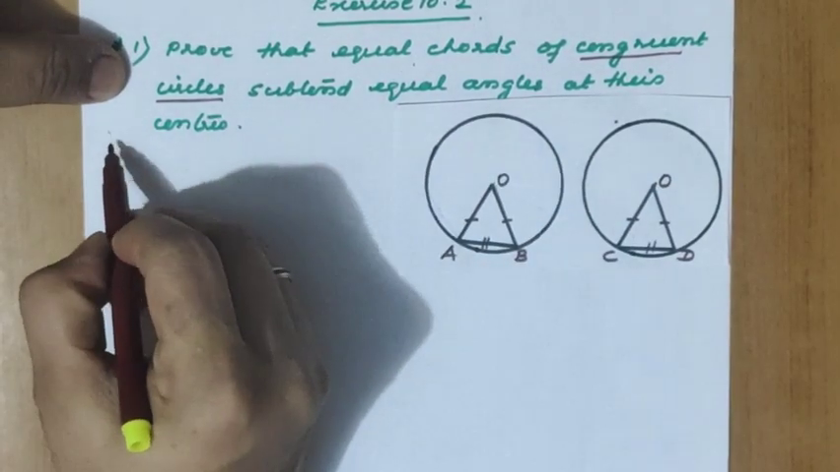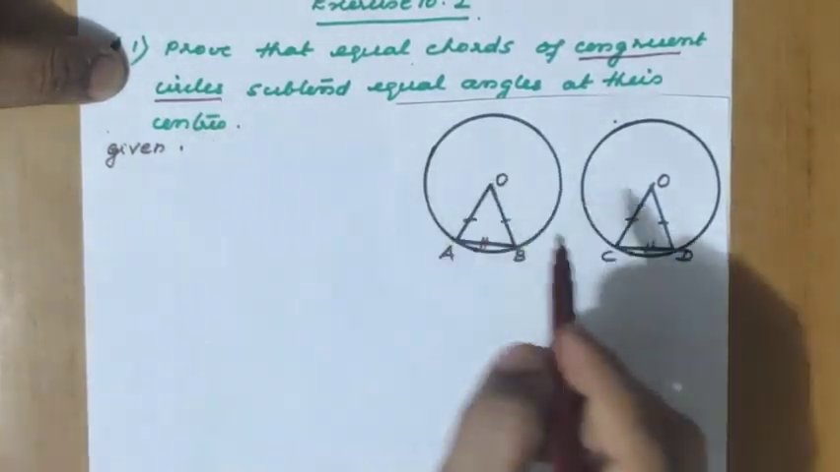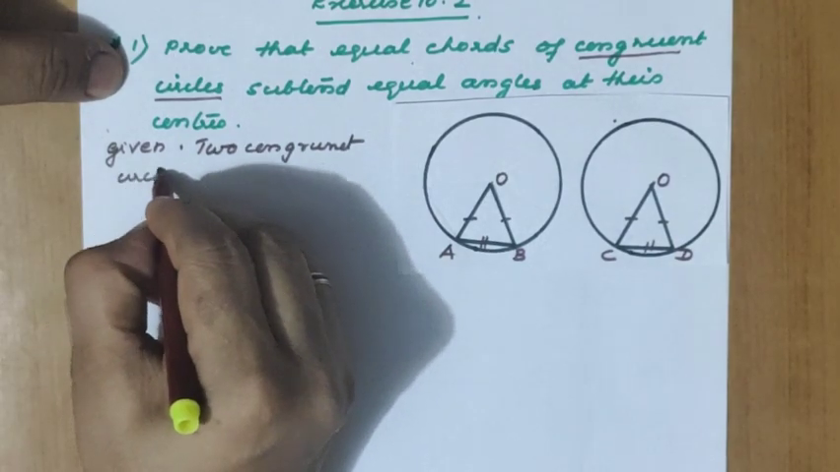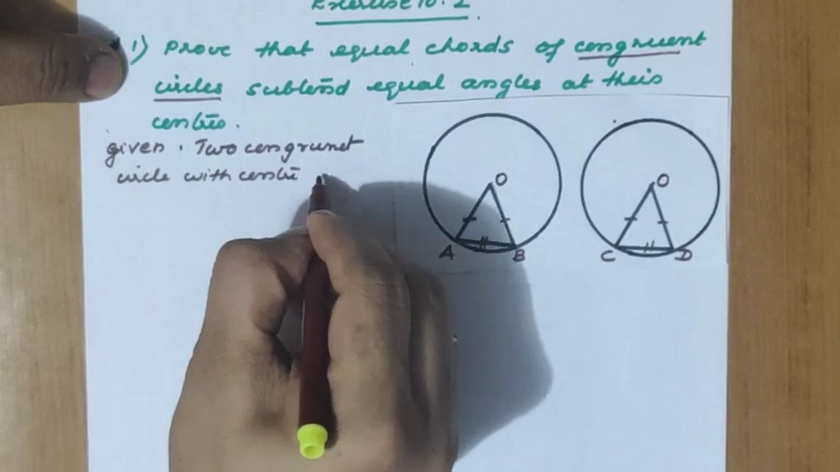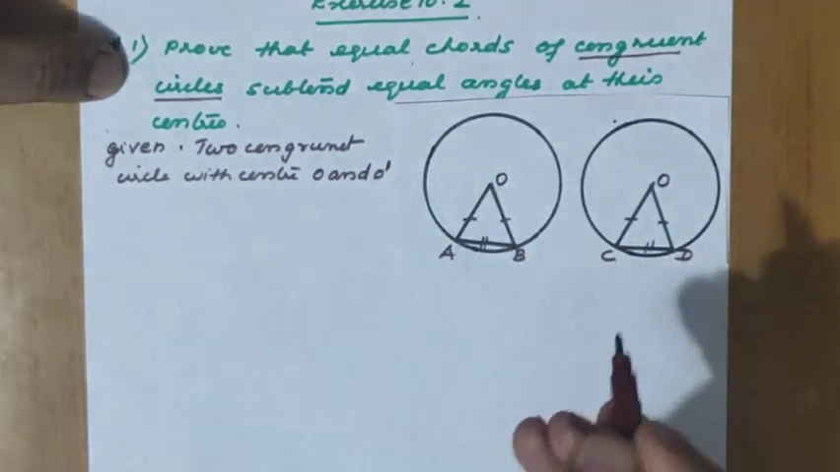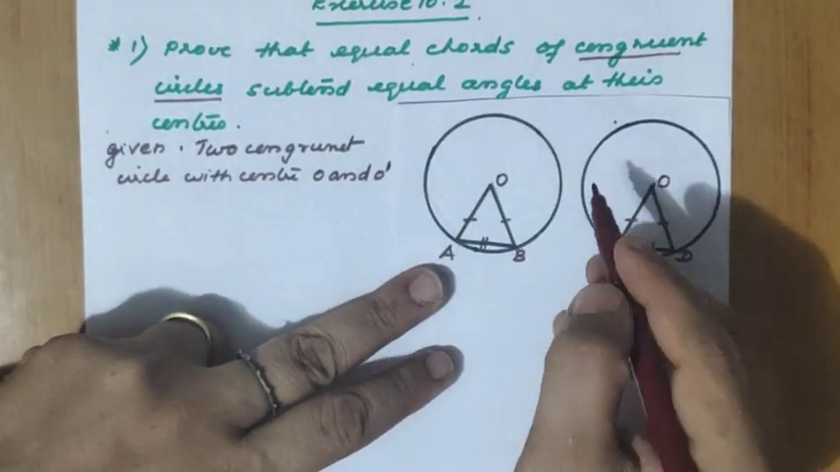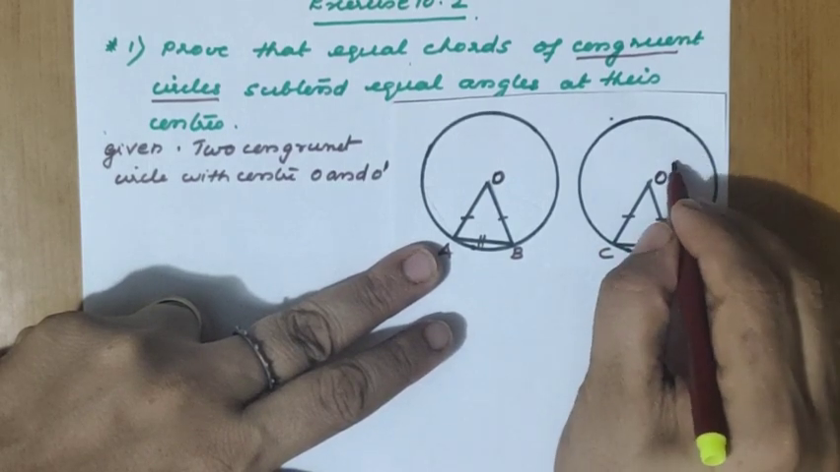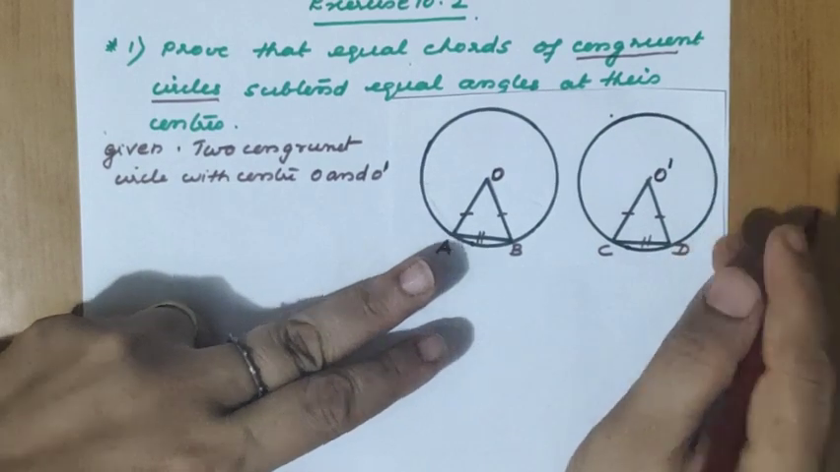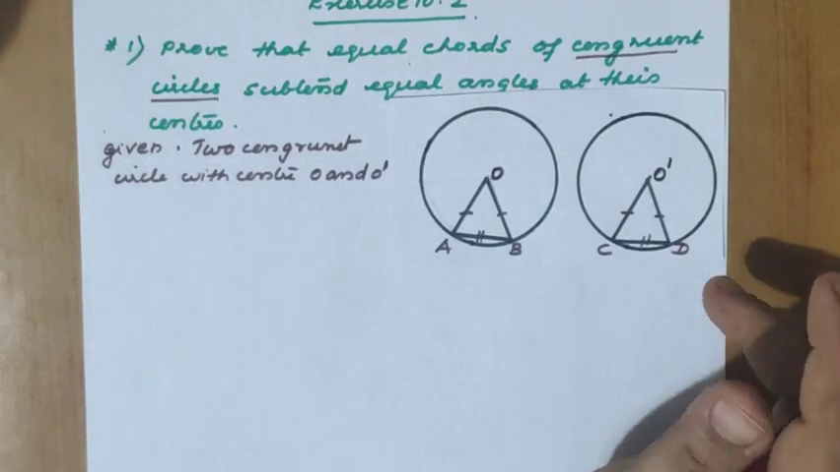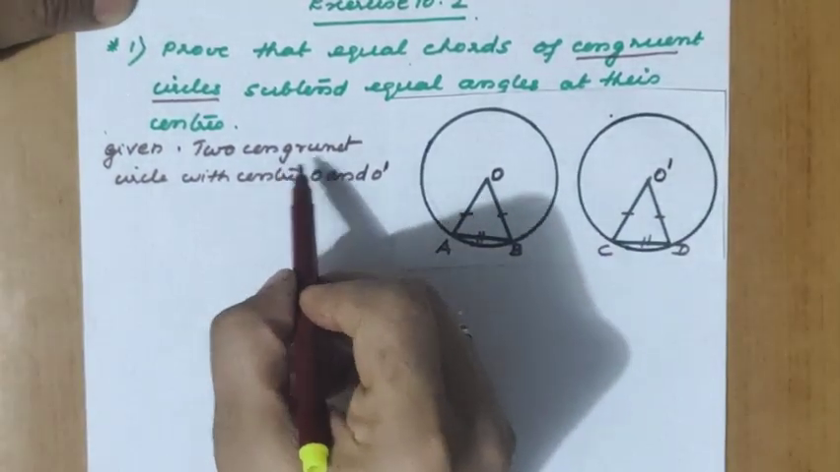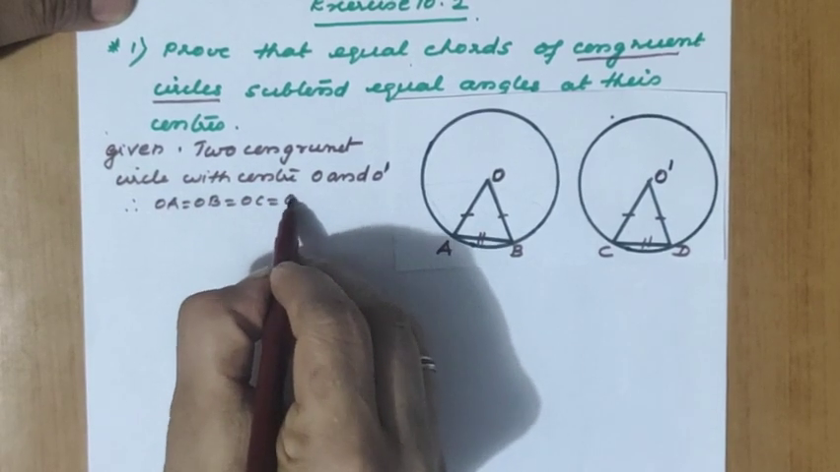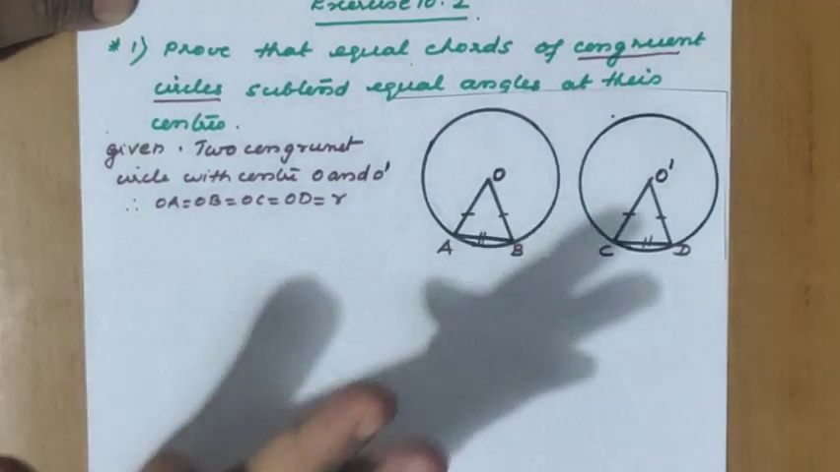Now how to write? See, given two congruent circles with the centers O and O dash. This is the point you should mention, because otherwise I have written both as O only. For the first circle, if we mark O as the center, for the second circle we need another letter for the center, so let it be O dash. Otherwise you can use C or any other letter; commonly O and C are used for denoting the centers. So O and O dash. Since the circles are congruent, OA equal to OB equal to OC equal to OD. Let us take it equal to R. That means all four lengths are equal.